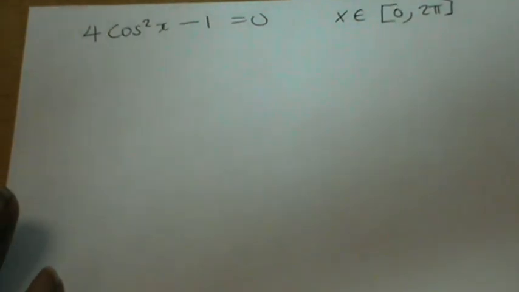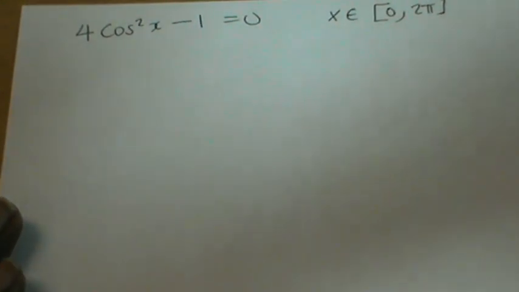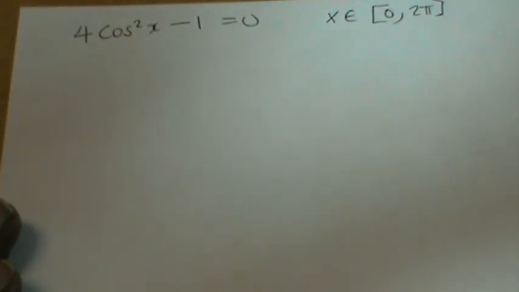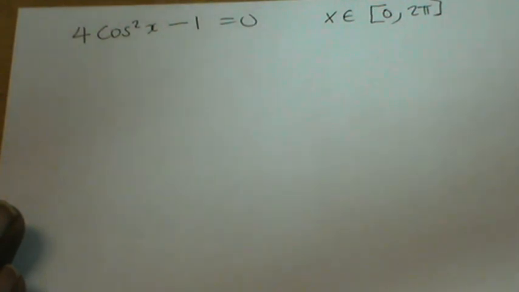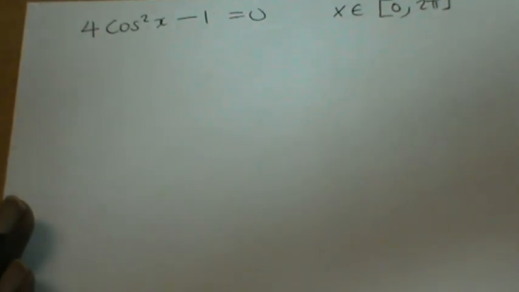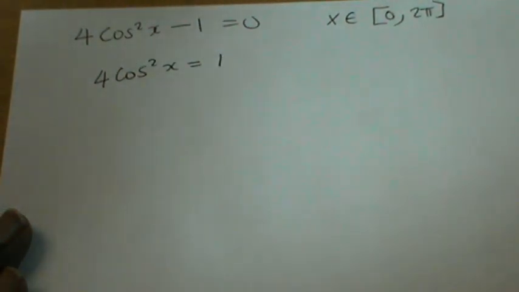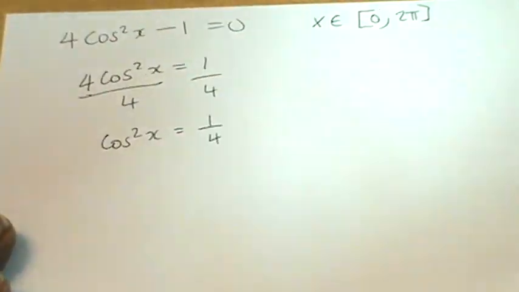Okay, remember what the square brackets mean. It means 0 is included and 2 pi is included. Okay, so first thing we did was to take everything without x on one side, everything with cos or sine x on the other side. So to do this, I will have 4 cos squared x is equal to 1, and then I divide by 4 on both sides. So I have cos squared x is equal to 1 over 4.